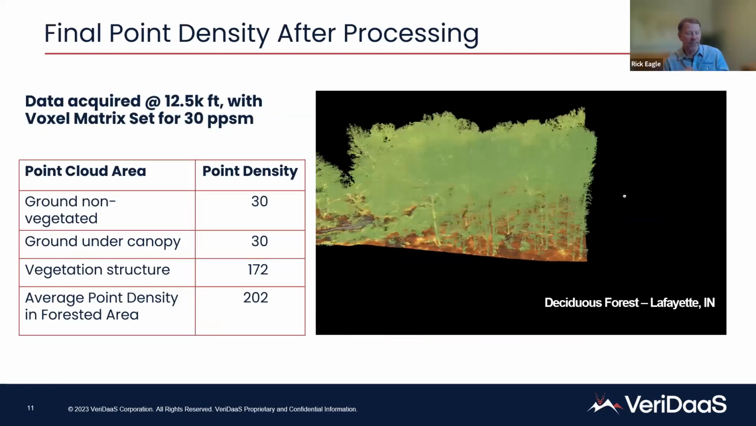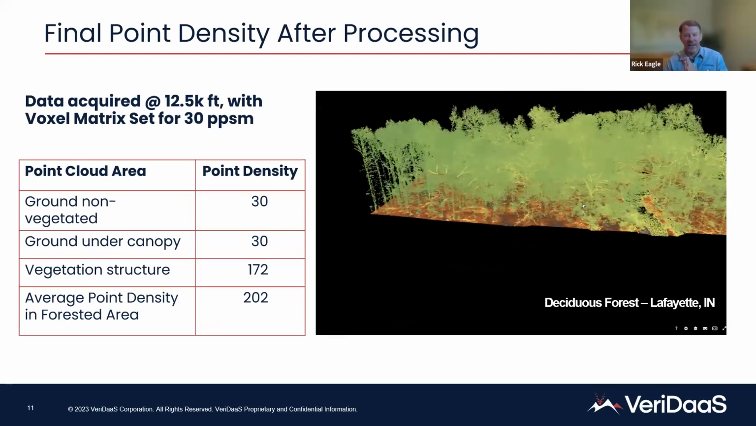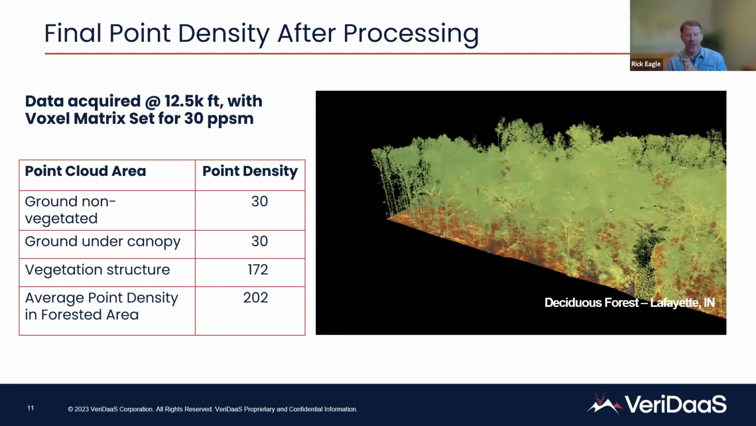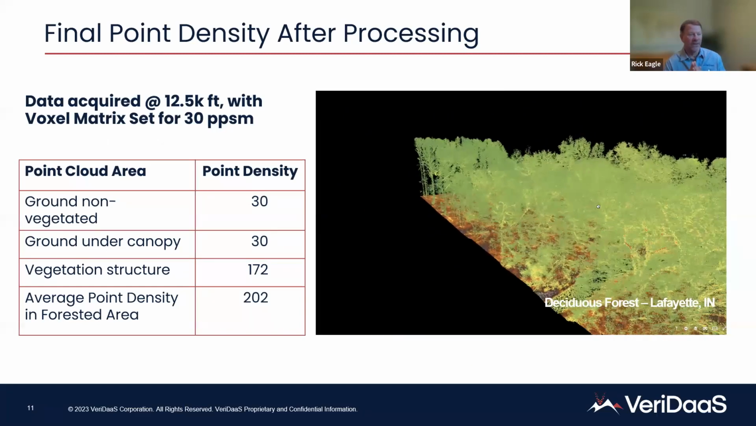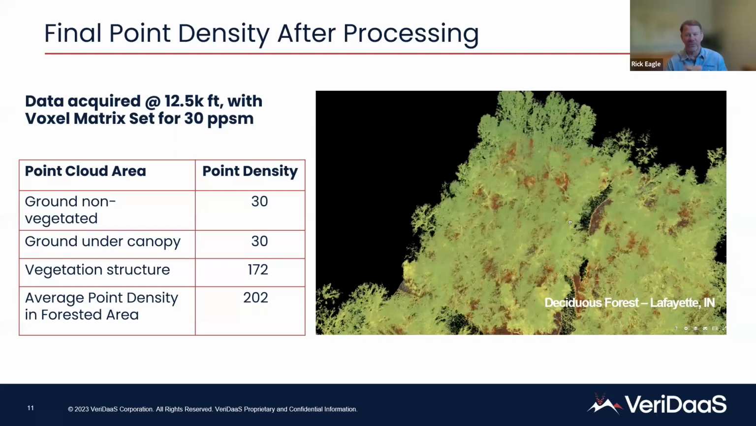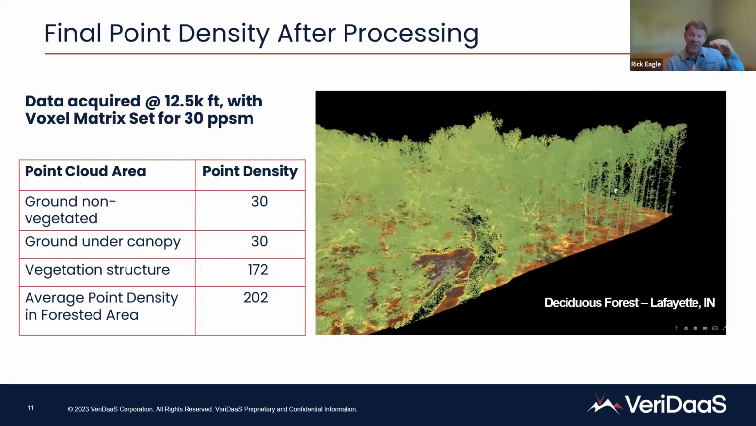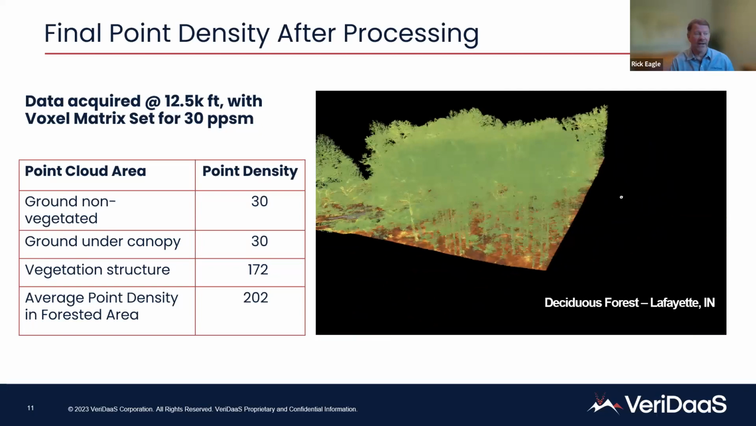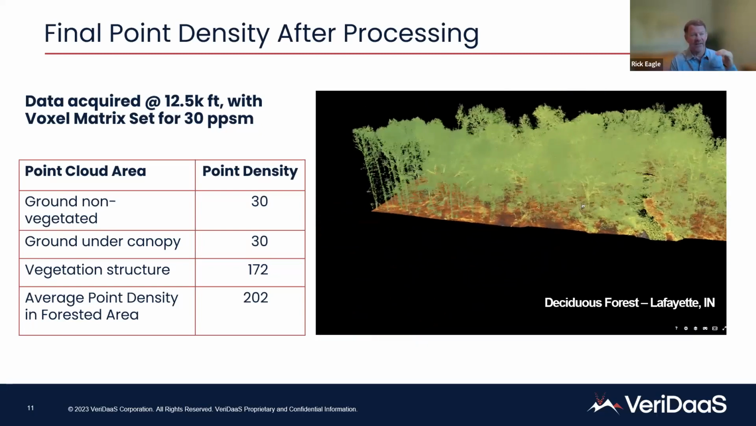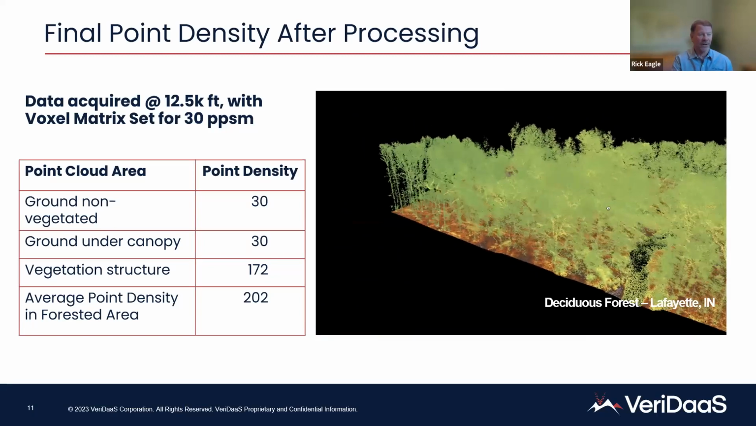So this is a product that we flew at 12,500. We set the algorithm to have a voxel cell to provide 30 points per square meter on the ground. And through this fairly thick canopy, we were able to get all those ground points. There were cells of points to represent all those. But then as we went up the tree structure, this particular product ended up being 202 points per square meter. So very dense data, very good tree structure information within this 30-point product.